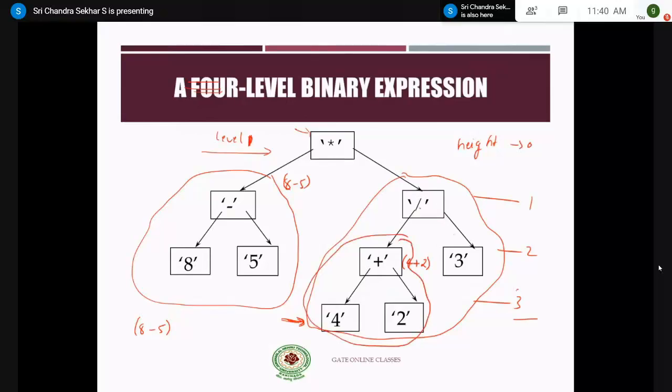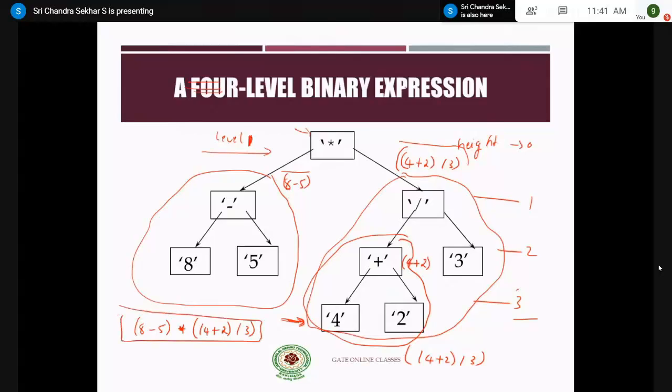Now this sub-expression is completed. Now what you have to do? You go to the upper level, that is division. Division has 4 plus 2 as the left subtree and 3 as the right subtree. Therefore, you evaluate this expression, which is nothing but 4 plus 2 by 3. So the result obtained after evaluating the right subtree of star is 4 plus 2 by 3. Now we have the left subtree as 8 minus 5 and the right subtree as 4 plus 2 by 3 for star. You apply the concept. Therefore, it becomes 8 minus 5 star and the right subtree that is evaluated, right? So this is the resultant infix expression for the given expression tree.